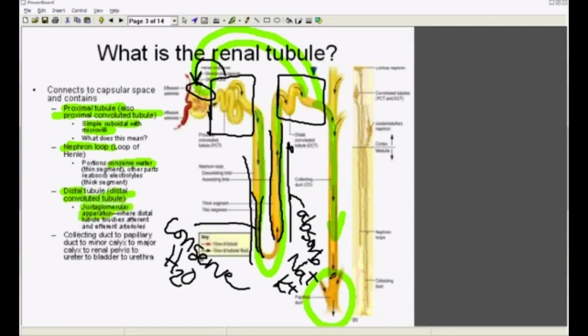Then it goes into a minor calyx, which feeds into a major calyx, which feeds into the renal pelvis, which feeds into the ureter, which feeds into the bladder, which feeds through the urethra and out of the body.